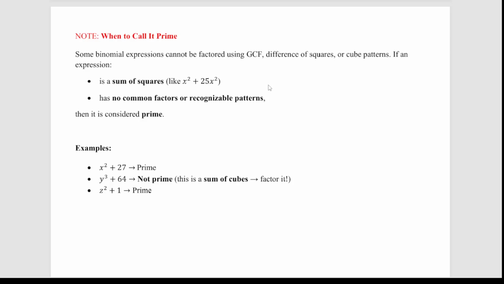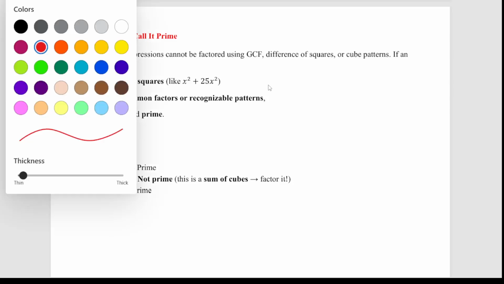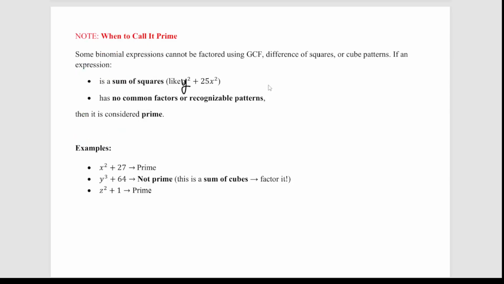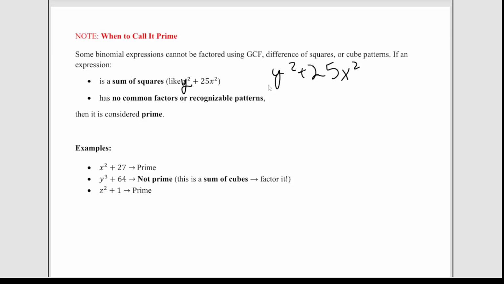This particular one that I have written down, they actually are like terms, so I'm just going to go ahead and change that first term to, let's say, a y squared. So y squared plus 25x squared, there's nothing special going on there. It would have to be y squared minus 25x squared if it's going to have a special pattern, so be careful about that. The sum of squares is nothing special. It's still just prime. If it's the sum of cubes, though, that is not prime. That actually does have something special going on.